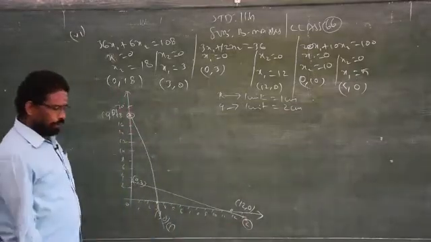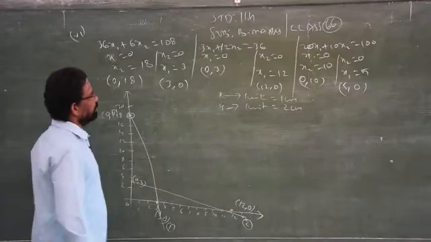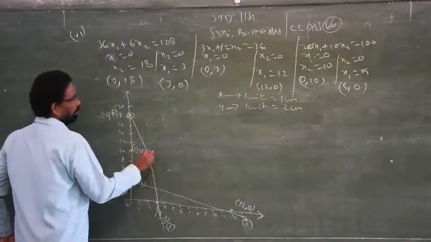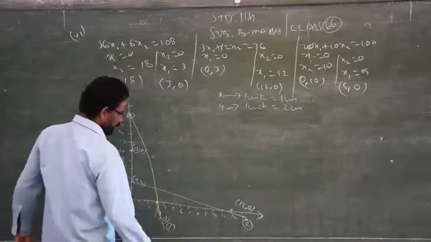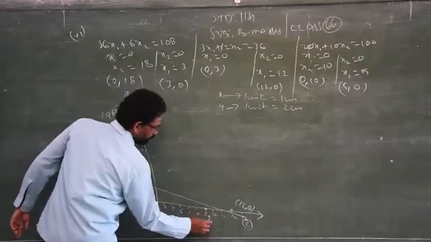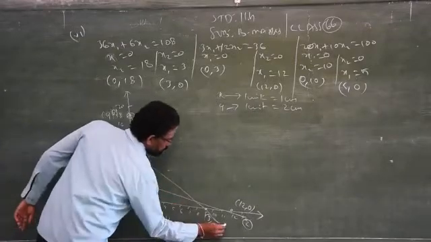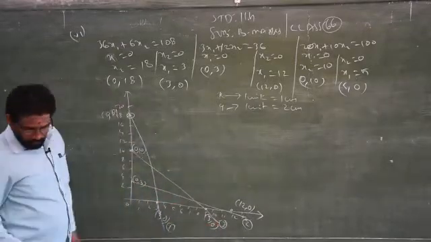I told you already, you have to take equation number 1 and 2. Then 0, 10. Then what is the pair? That is 5, 0. So just connect these two, equation number 3. Now what is the question?